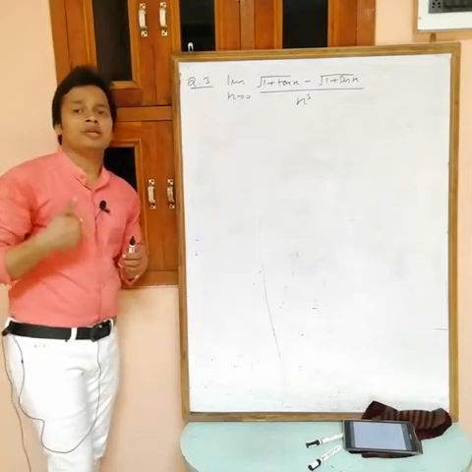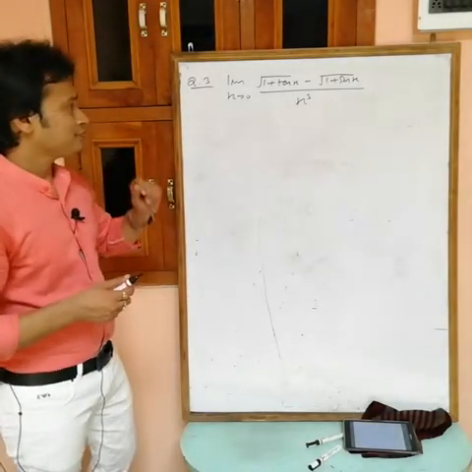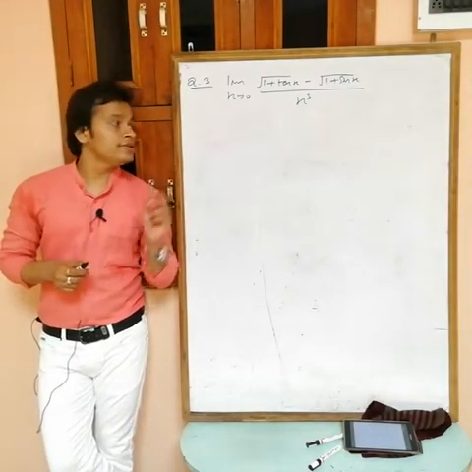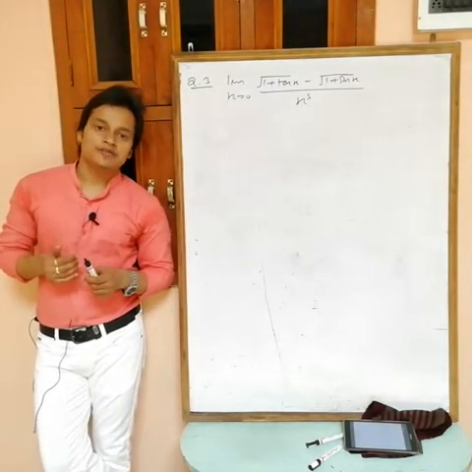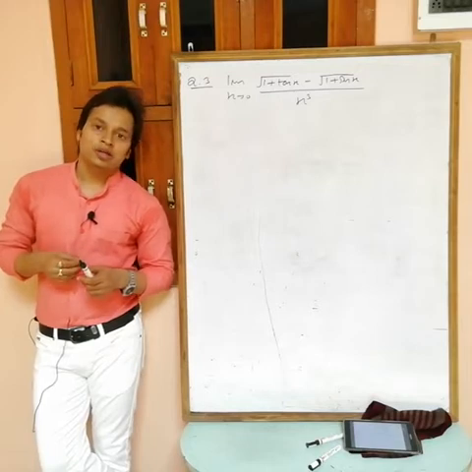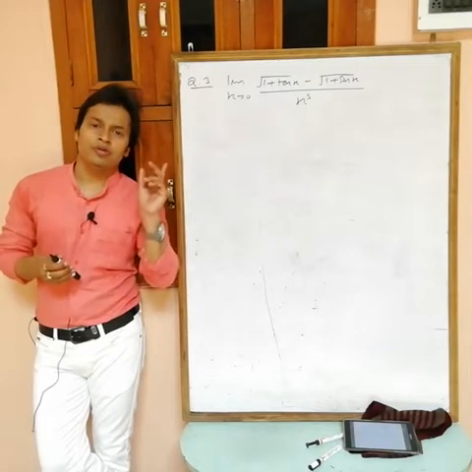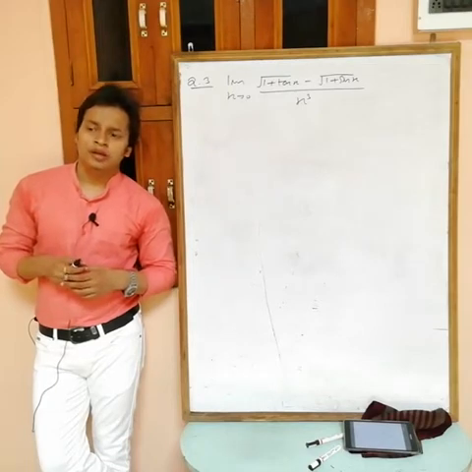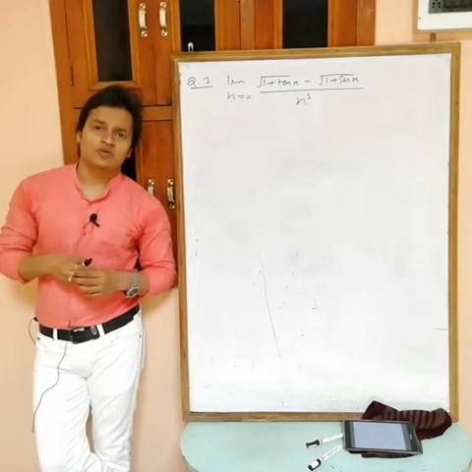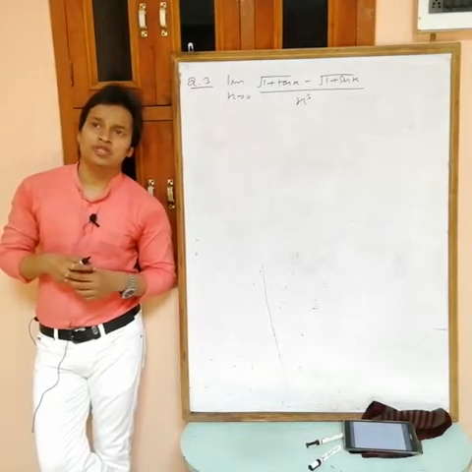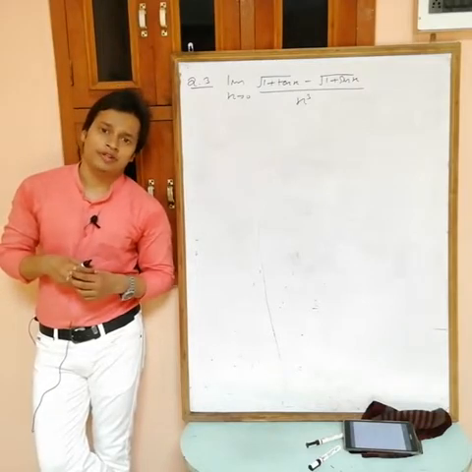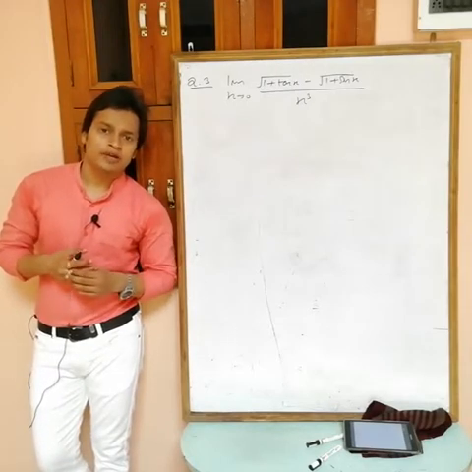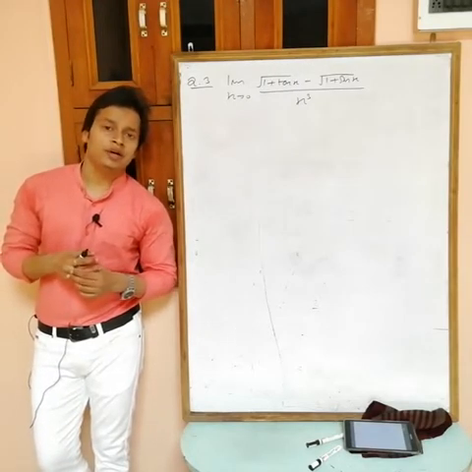Then we have to use some method. I want to use a standard limit, but at this time we have standard limits for tan x by x and sin x by x. There is no standard limit including root of 1 plus tan x or root of 1 plus sin x. So first we have to simplify this one, to convert it into a form so that we can apply the standard limits. Directly we can't apply any standard limit for this question.